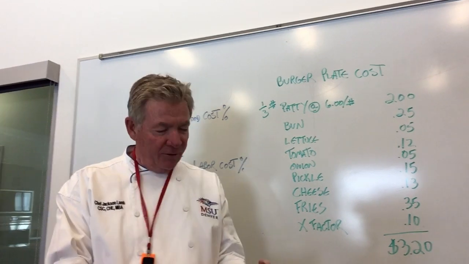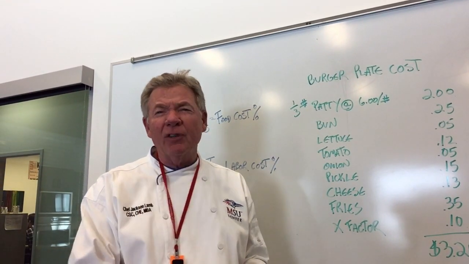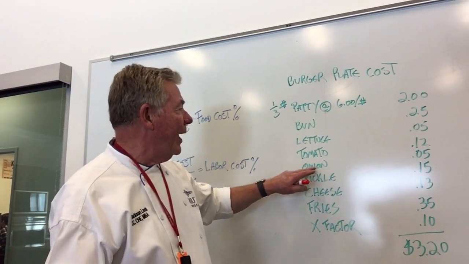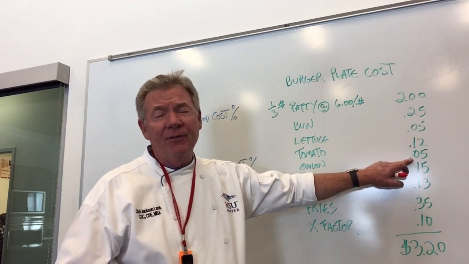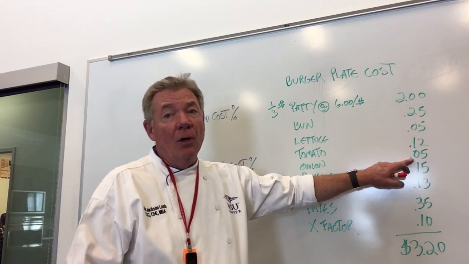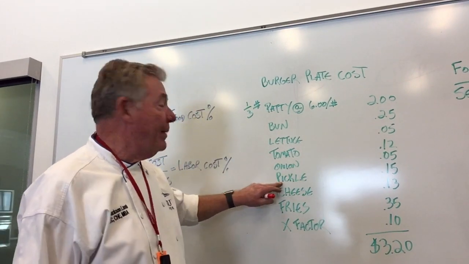Onion. Well, we've got Vidalia onions, we've got red onions, the most popular for burgers, and we also have yellow onions. Well, if we take a red onion and slice it really thin, it's only about 5 cents in cost. Okay, so lettuce, tomato, onion, and pickle. Let's keep going. This burger might have a pickle on there.